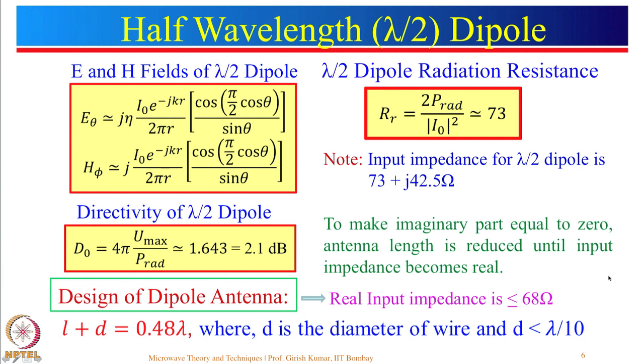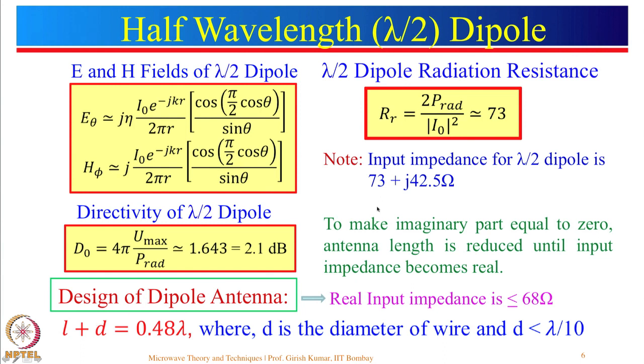So let me just give you a simple example of how to design a dipole antenna. Let's say the desired frequency is 1 gigahertz, then lambda will be 30 centimeter. So from that value of lambda, you can calculate this value. Then choose the value of diameter, which can be, let's say, lambda by 10 to lambda by 100, and you can find the value of L. That will be your starting point of designing a dipole antenna.